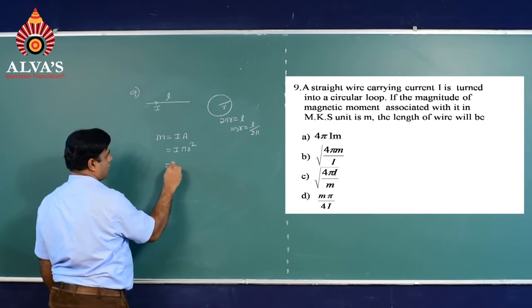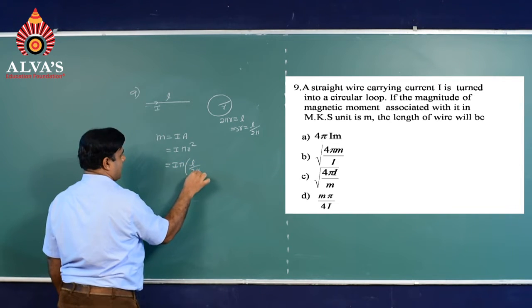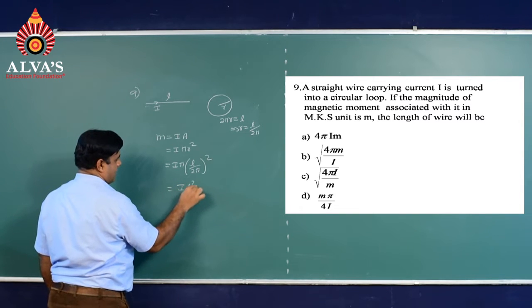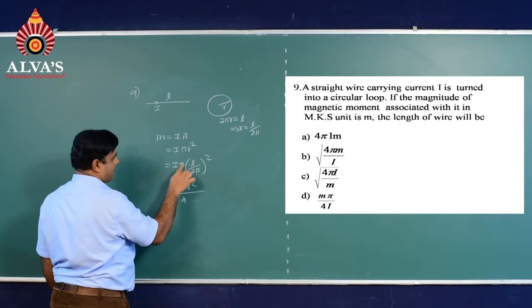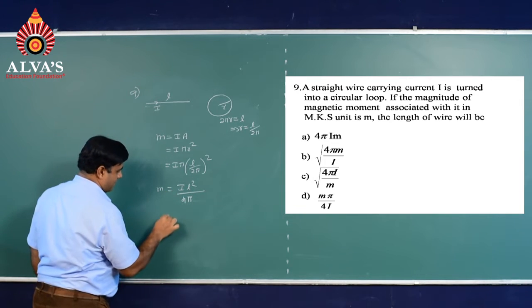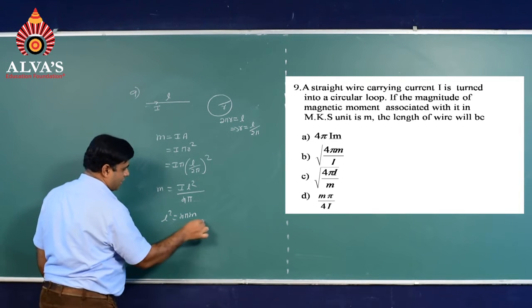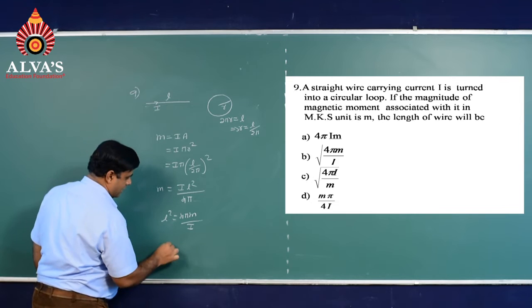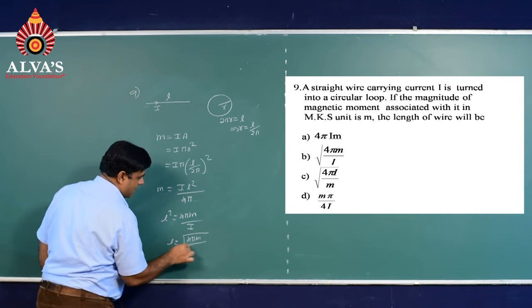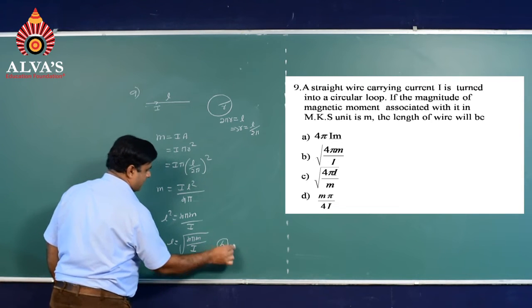So, it is equal to I into pi into r replaced by L by 2 pi whole square, which is I into L square by 4 pi, which is equal to m. This implies L square is 4 pi m divided by I, or L equal to square root of 4 pi m divided by I. So, the answer is B.